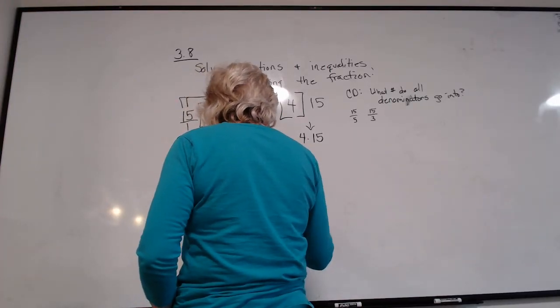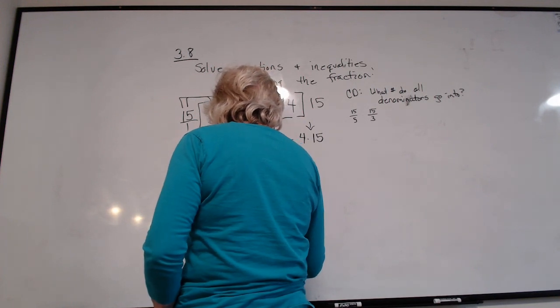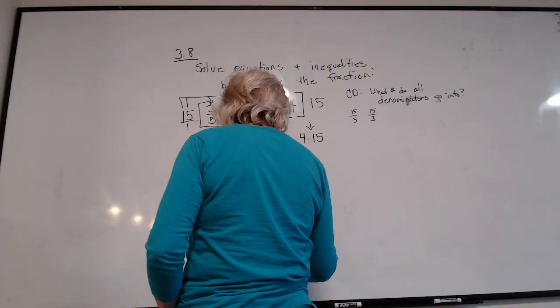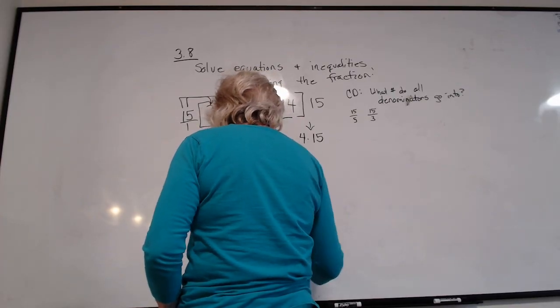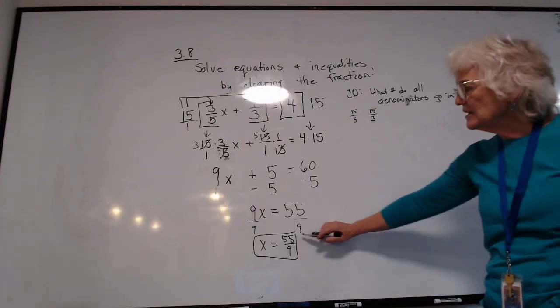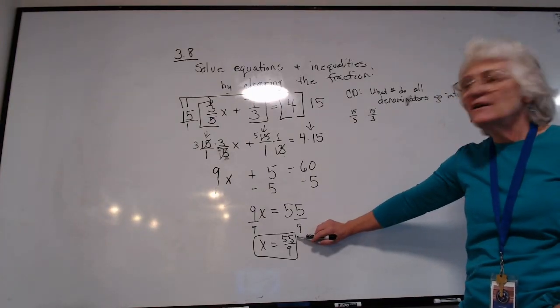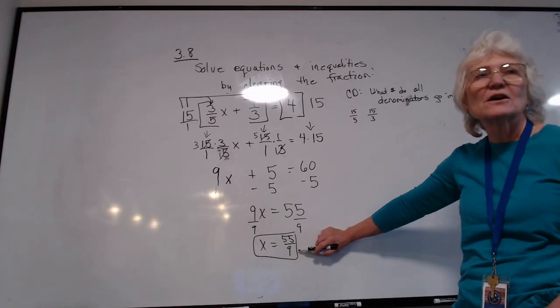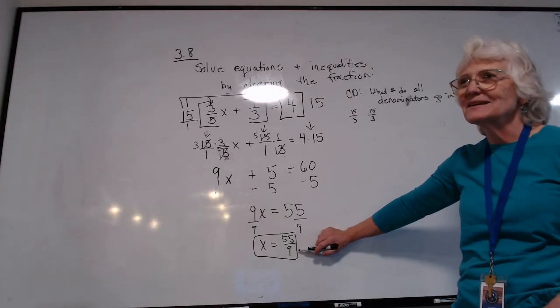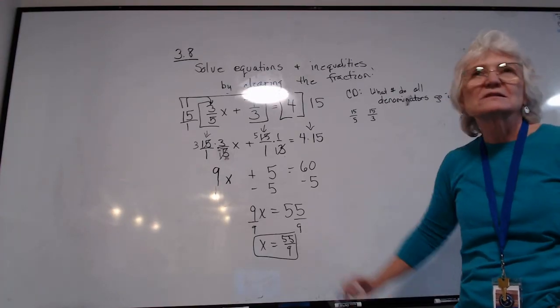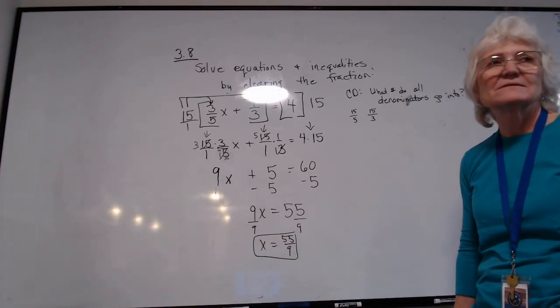Divide by 9 on both sides. So x is equal to 55 divided by 9, which is reduced as far as it can be, because the only numbers that go into it are 11 and 5. The only things that go in here are 3 and 3, so they are not in common. I can't reduce. Okay, so we don't need to reduce this. This is the most reduced form of that.